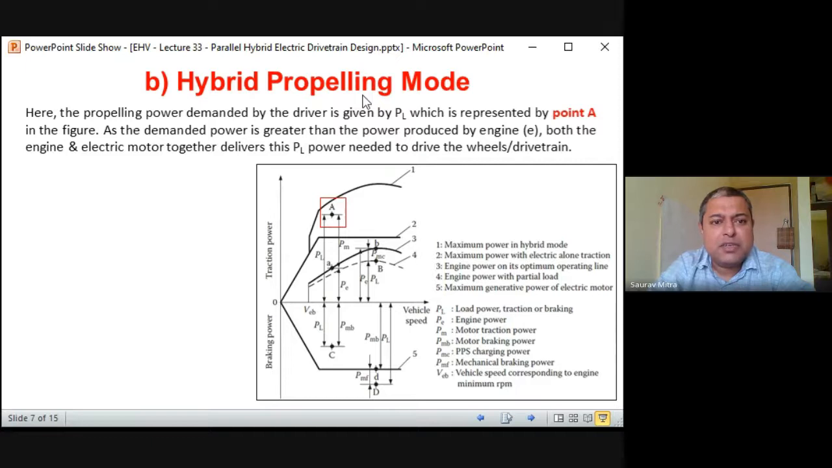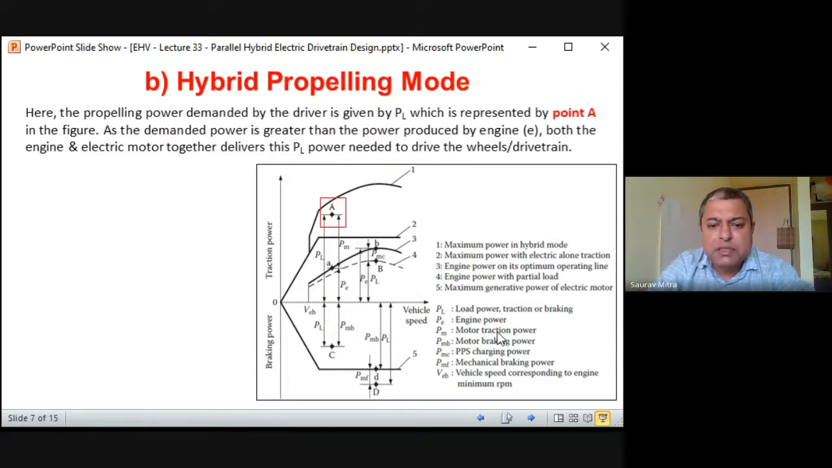In the second case, it is called the hybrid propelling mode. You can see here number one case. This is the hybrid propelling mode. Actually, it is said here maximum power in hybrid mode. This is the graph for the hybrid propelling mode. Here I am at point A, and point A is the PL. So this much PL power is being demanded by the driver. In that case, from 0 to small a, this much power is produced by the engine, and the remaining power, from here to here, is produced by the motor, which is called PM.